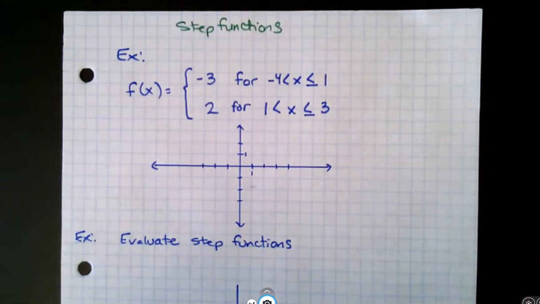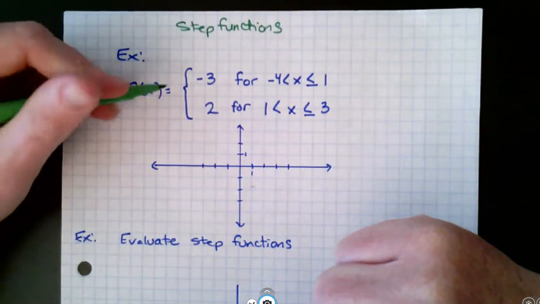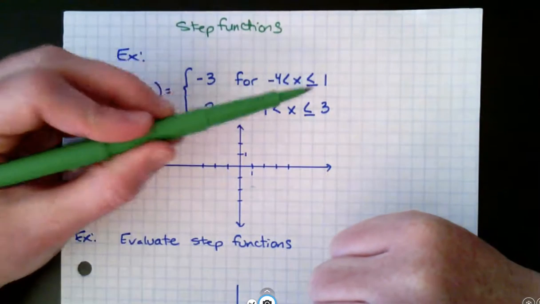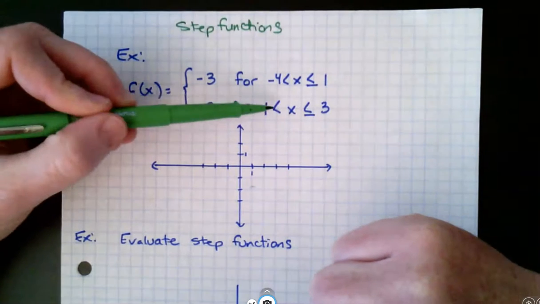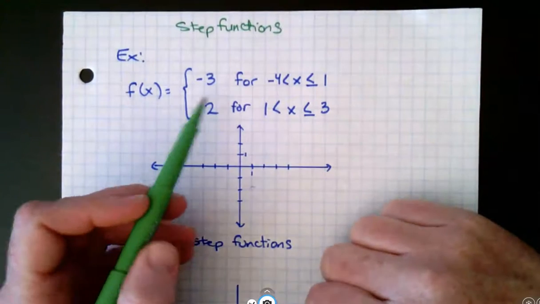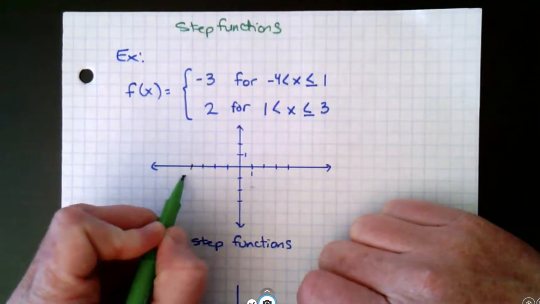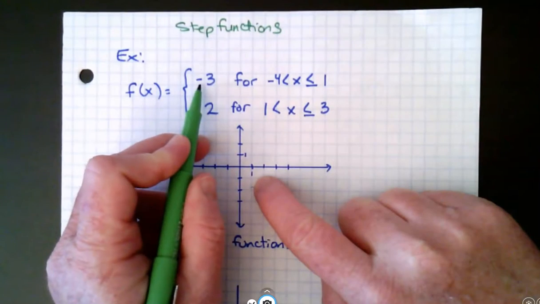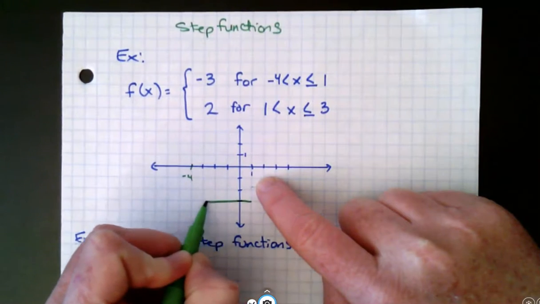Now these are step functions. The function f of x is equal to negative 3 for the interval negative 4 to 1, inclusive of 1. And f of x is 2 when x is greater than 1 and less than or equal to 3. When we're at negative 4 to 1, we have the graph y equals negative 3. So here's negative 3, and this is our graph.